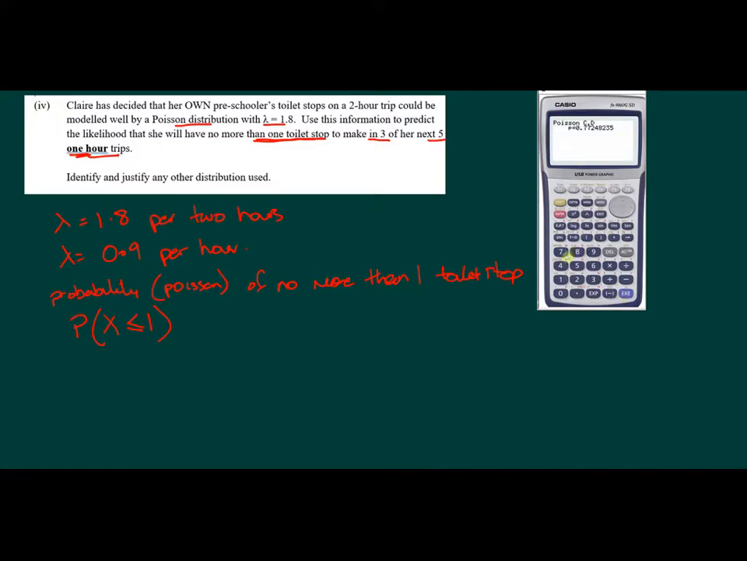So we end up with a probability of 0.772, or round it up, 5. So that's the probability that there's one toilet stop.